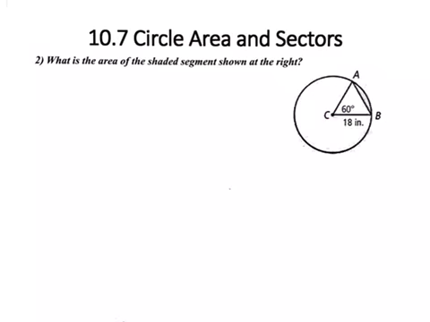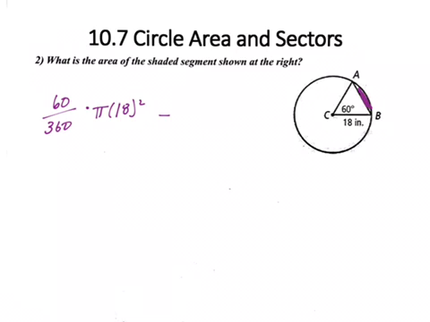Question 2: what is the area of the shaded segment shown at the right? Once again, the shaded segment would be this piece here. Similar setup: you're going to have 60 over 360 times pi times 18 squared. That's the area of your sector minus the area of that triangle there.